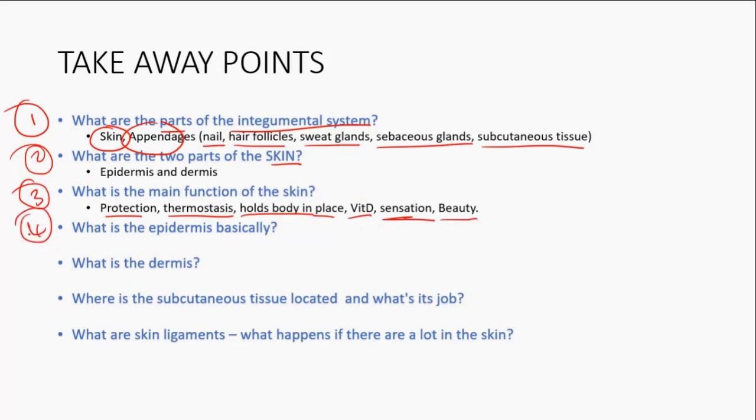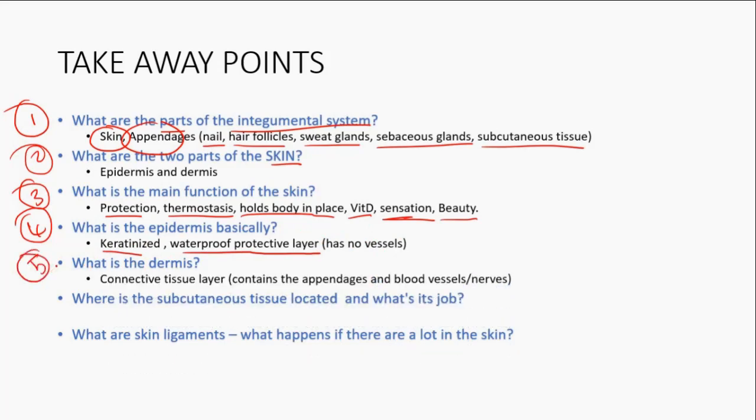Number 4, oh sorry, I did that quite quickly. What is the epidermis? What's its function? It is essentially a keratinized, waterproof protective layer, and it has no vessels. Okay, so what is the dermis? The dermis is essentially a connective tissue layer. It contains appendages such as hair follicles, your sebaceous glands, your sweat glands, your blood vessels, and your nerves.